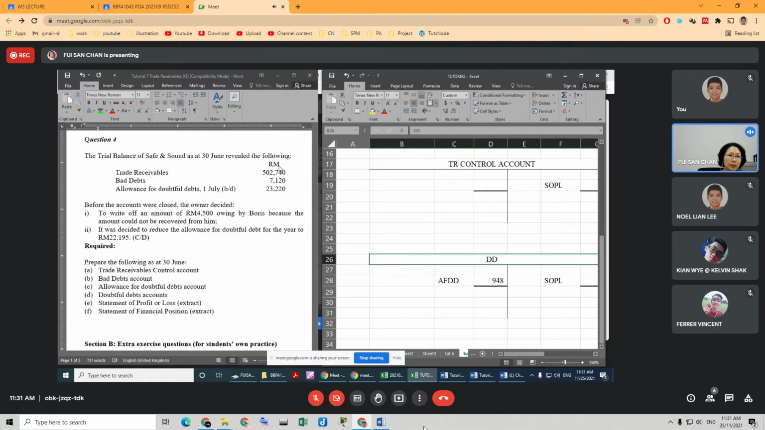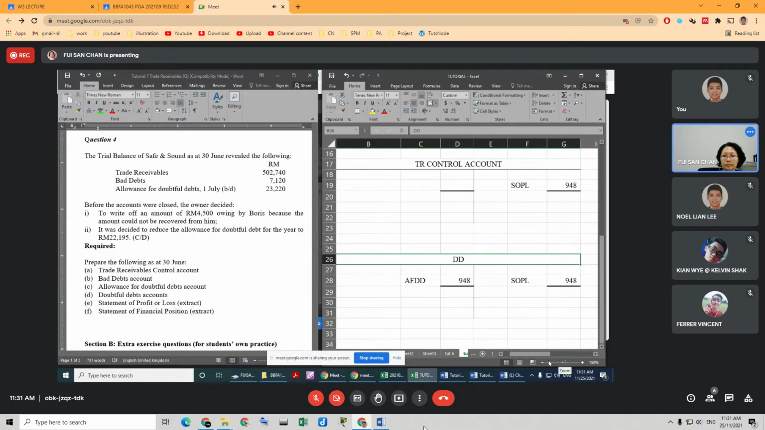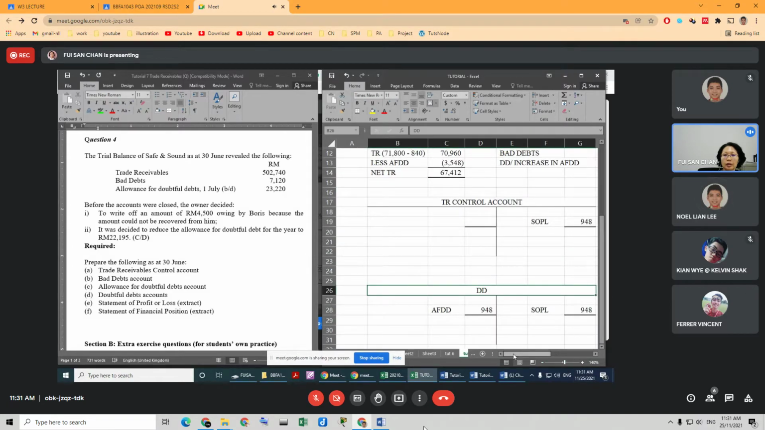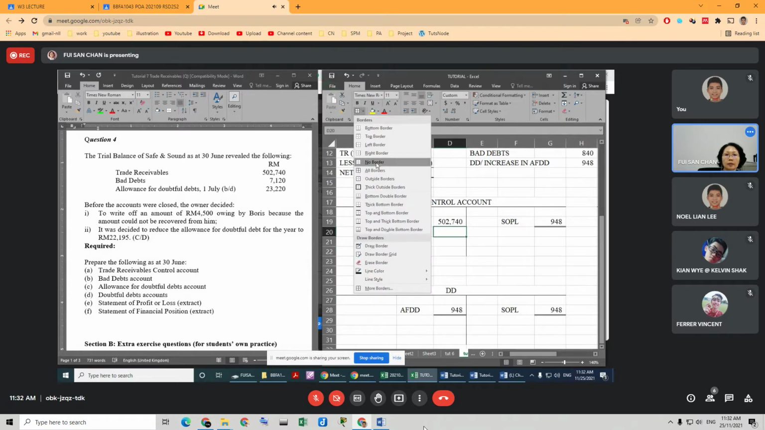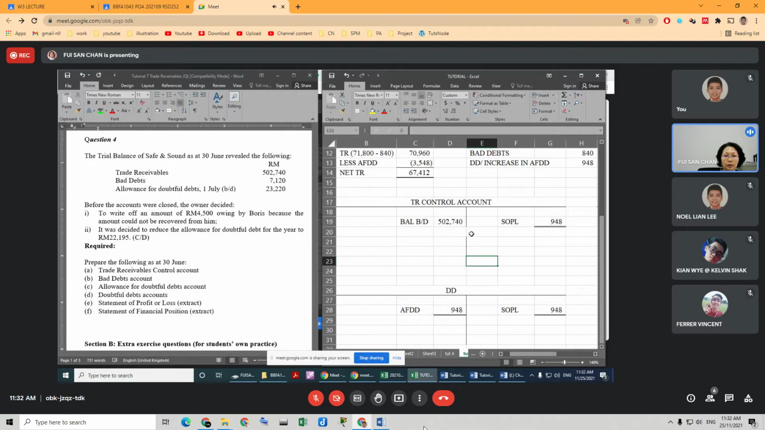Now we want to put the opening. Debit side or credit side in this account? Debit. In trade receivable control, debit or credit? Yes, it's actually debit. So you put that here. Okay, opening, which is 502,740. So debit.